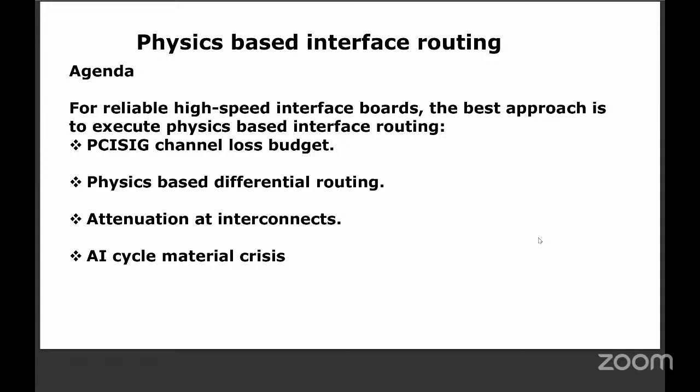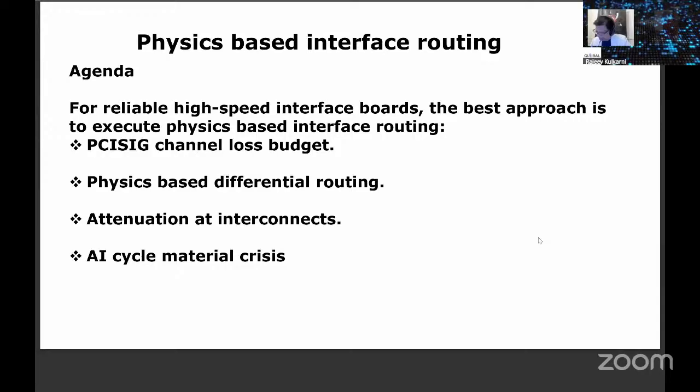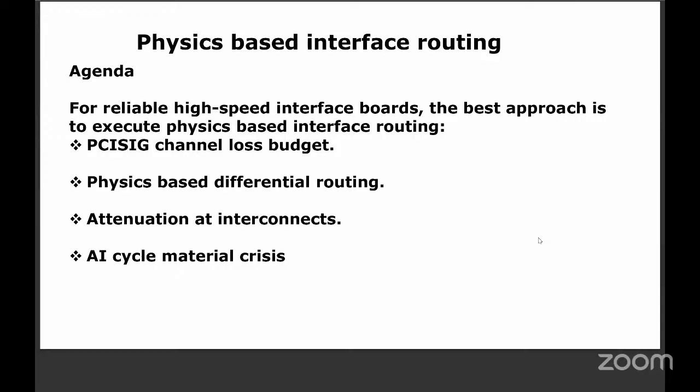In the next page, we have a pictorial. It says why we have to do physics-based calculations, especially as people were doing it in their pre-layout simulation. But as you said earlier, this was basically geometric, and now it is physics-based. So the agenda for reliable high-speed interface boards: the best approach is to execute physics-based interface routing, using advanced ECAD for simulation as well as layout. I've taken PCIe SIG as an example because it is a 30-year-old protocol. They celebrated 30 years this year, which is good. Then I'm covering physics-based differential routing.